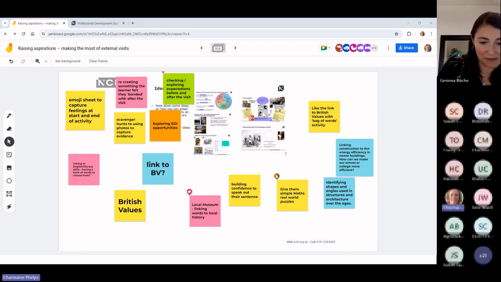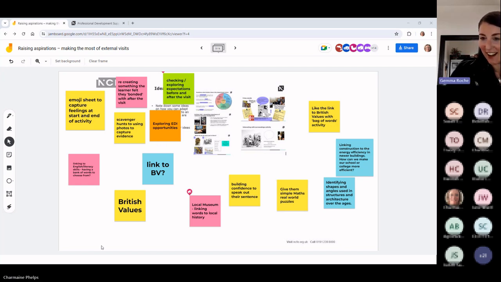And some other good ideas about recreating something that a learner felt bonded with, exploring expectations before and after the visits. Yeah, loads of opportunities to explore equality, diversity and inclusion, EDI.